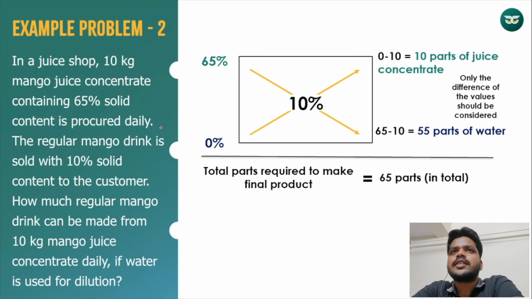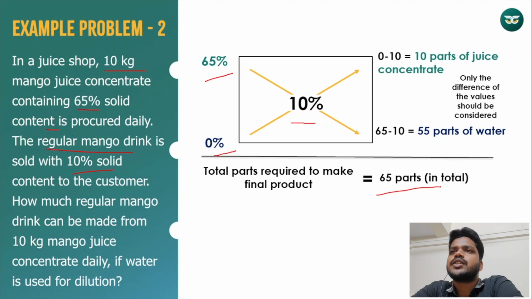We will move to the next problem. By seeing more problems, we will understand it better. Here 10 kg of mango juice concentrate with 65% solid content is given. A regular mango drink is made with 10% solid content for customers. The question is, how much regular mango drink can be made daily from 10 kg of mango juice concentrate if water is used? Similarly I mention the concentrate value here, 65% solid, 0% solid for water, and 10% solid for the final product.